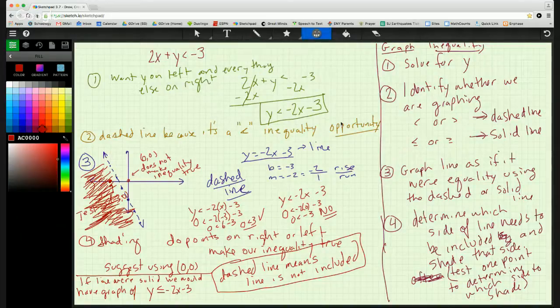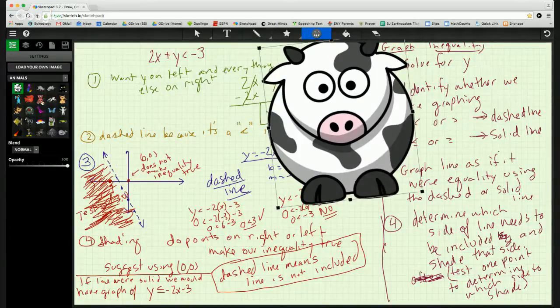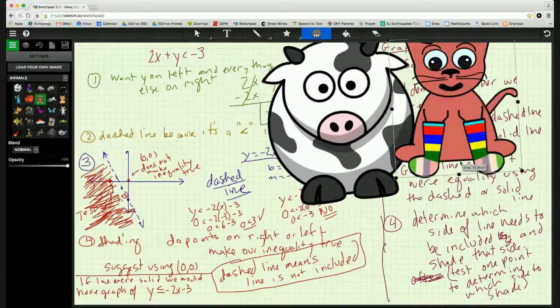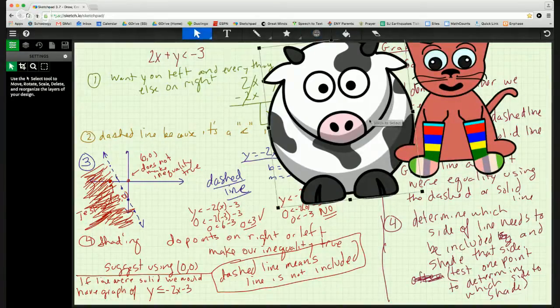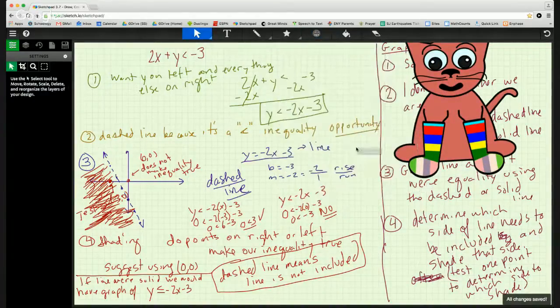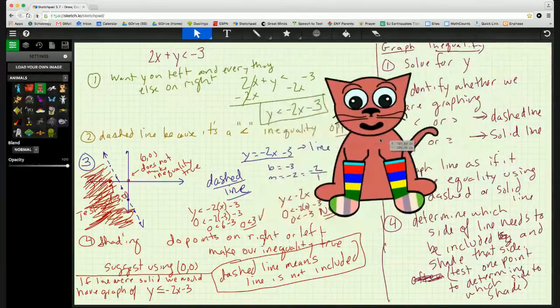So let's just go, oh, happy pig. Oh my goodness. No, happy cat. We're going to stick with our happy cat, and we're going to say bye-bye to you, happy cat.